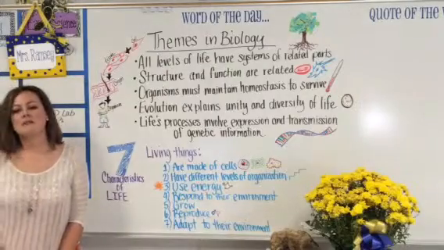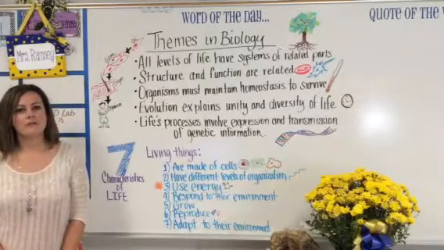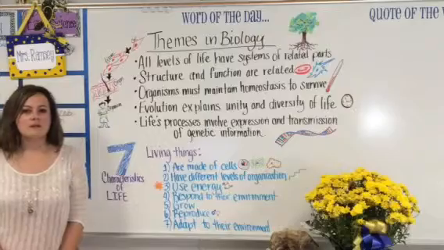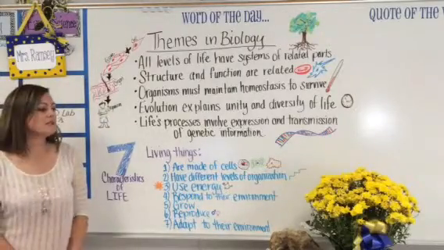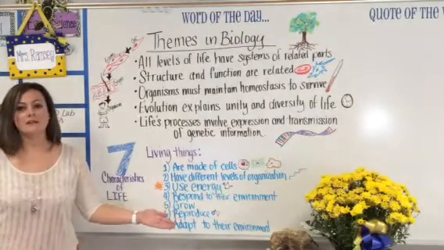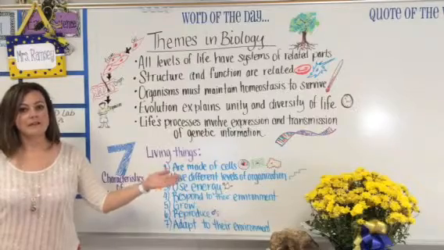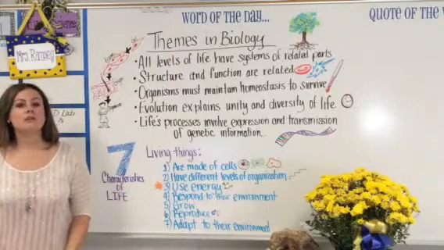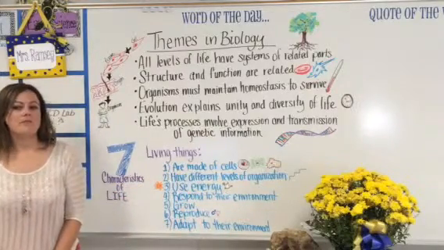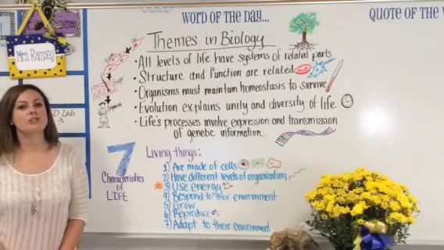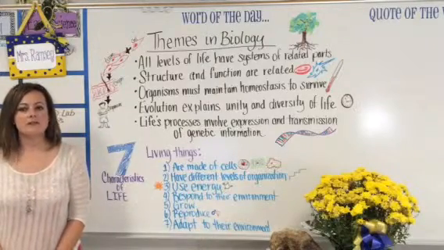Next, let's talk about the 7 characteristics of life. How do we determine if something is living? Very plainly, we can look and see that this rock here is not living. The plant, however, is. But what do we use to determine that? There are 7 things that we look for to determine if something is living or not.